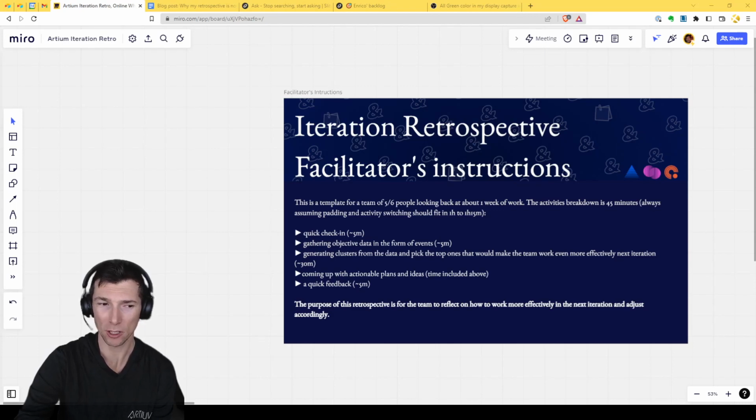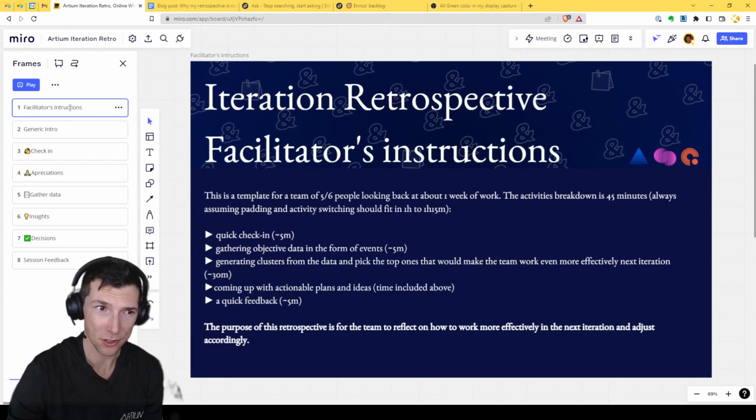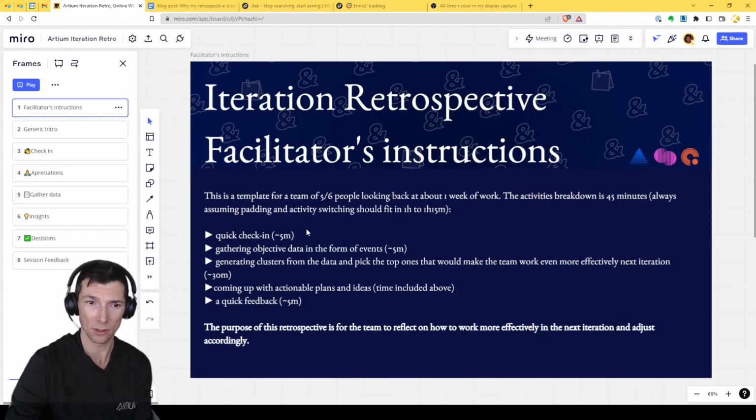Because reflection by itself without actions is not very useful. And taking action without really reflecting on what happened isn't useful either. When you first learn the template, you can open the sidebar with all the frames that are used. There are some facilitator's instructions with the breakdown of the activity and the timing. All up, it should take about 45 minutes.